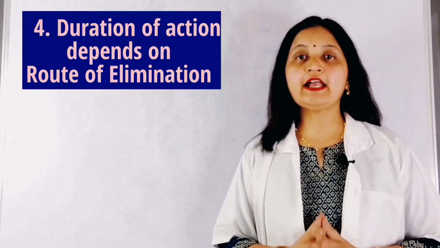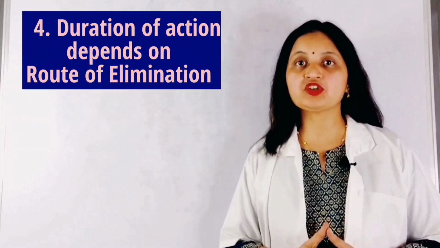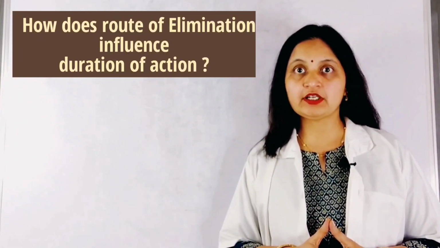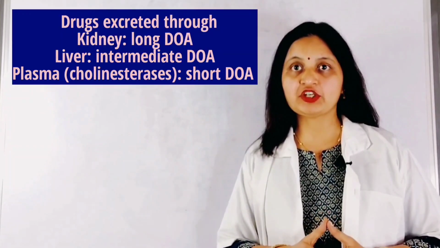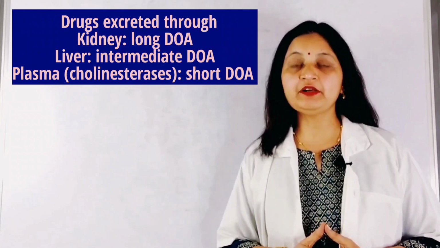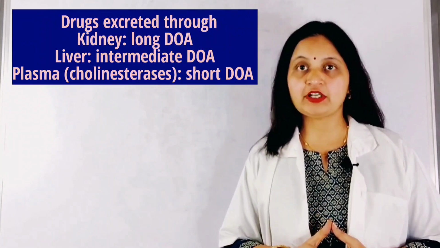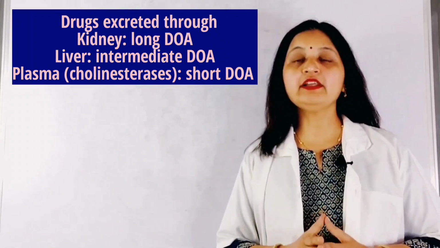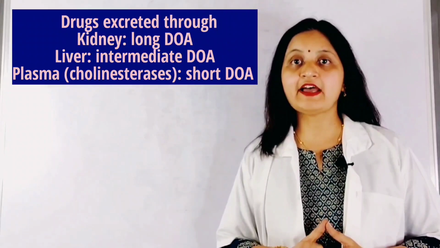It has been seen that the duration of action of these drugs depends on the route of elimination. So how does the route of elimination decide the duration of action? The drugs that are excreted by the kidney have a long duration of action, whereas the drugs that are excreted by the liver have intermediate and shorter duration of action. Then there are certain drugs that are inactivated by plasma cholinesterase enzymes such as mivacurium, and these drugs have a shorter duration of action.